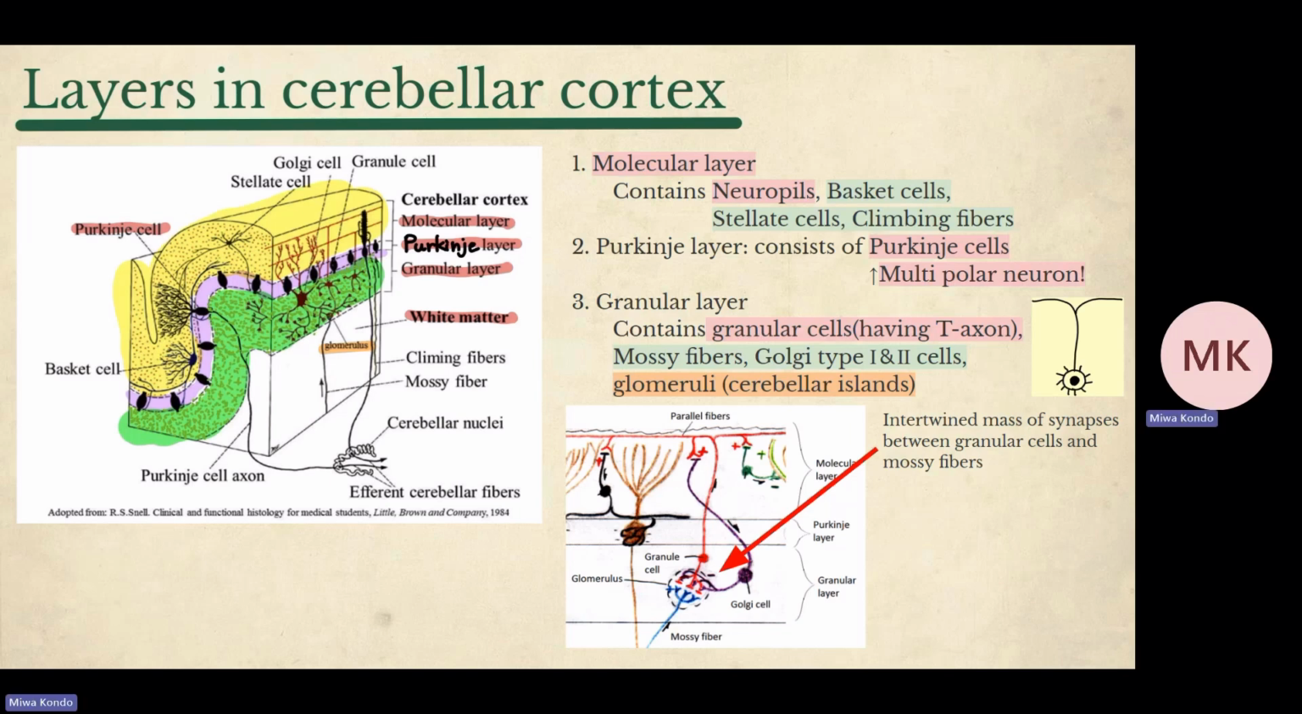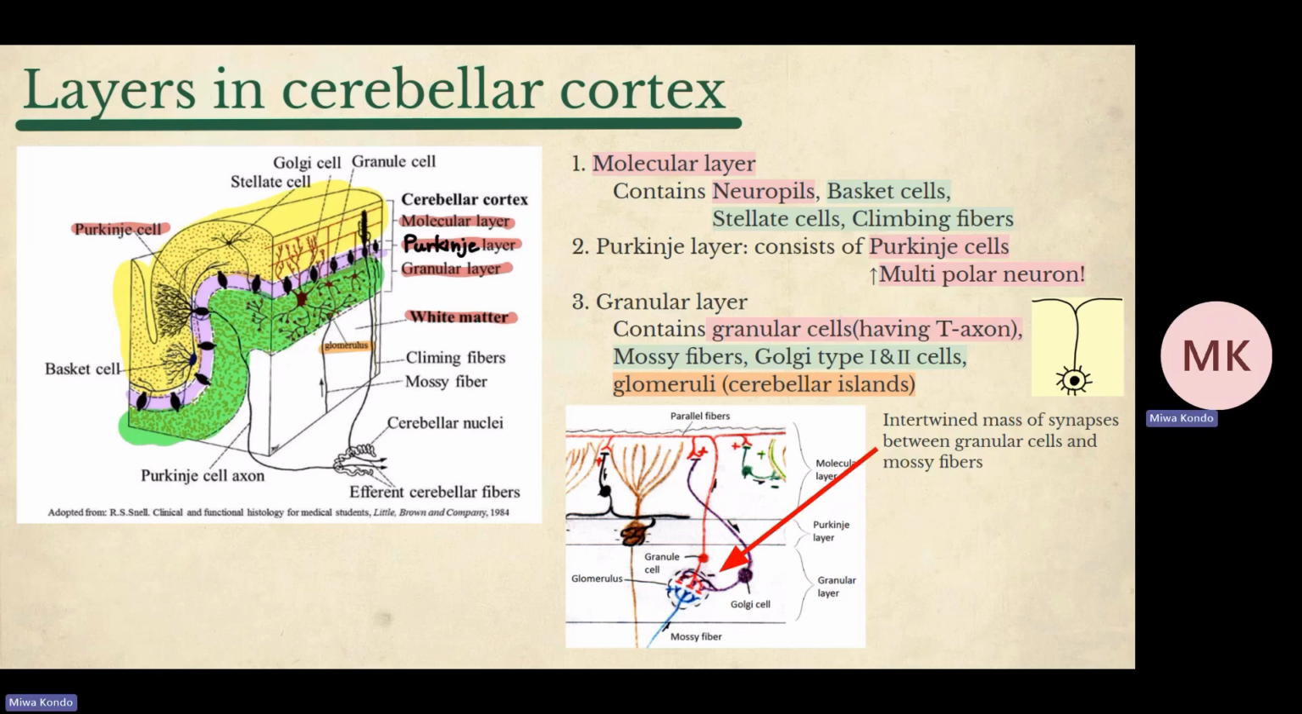The molecular layer contains neuropils, which are fibrous components of neurons like axons and dendrites, along with basket cells, stellate cells, and climbing fibers. The Purkinje layer consists of Purkinje cells, which are multipolar neurons. The granular layer contains granule cells, mossy fibers, Golgi cells, type 1 and 2, and glomeruli.